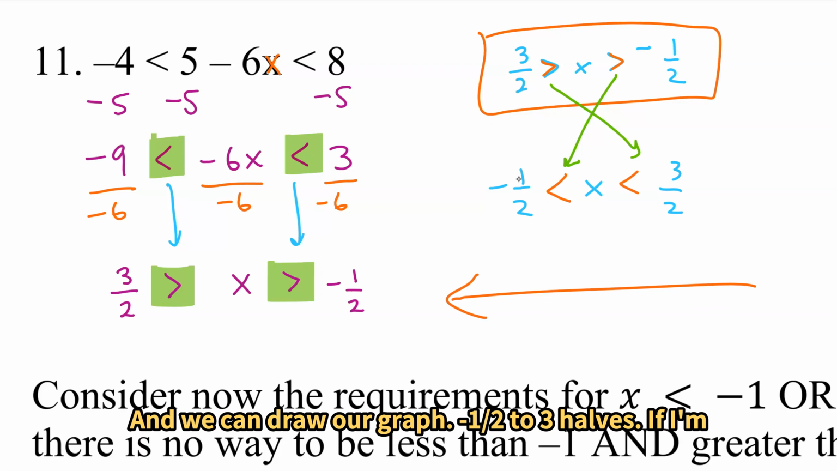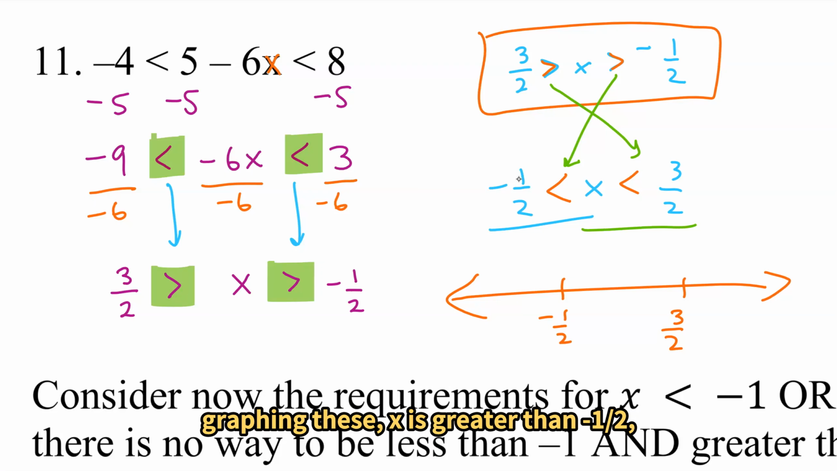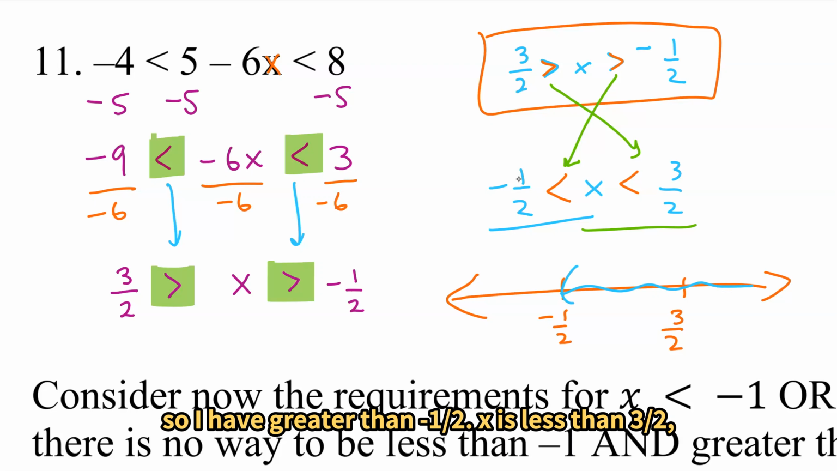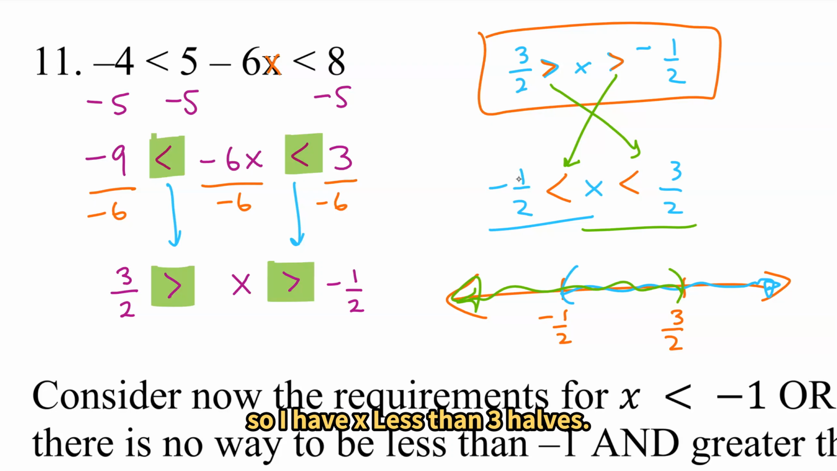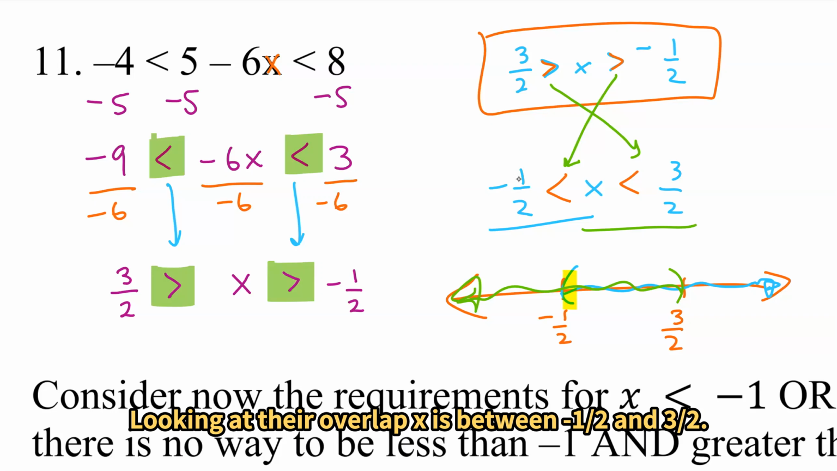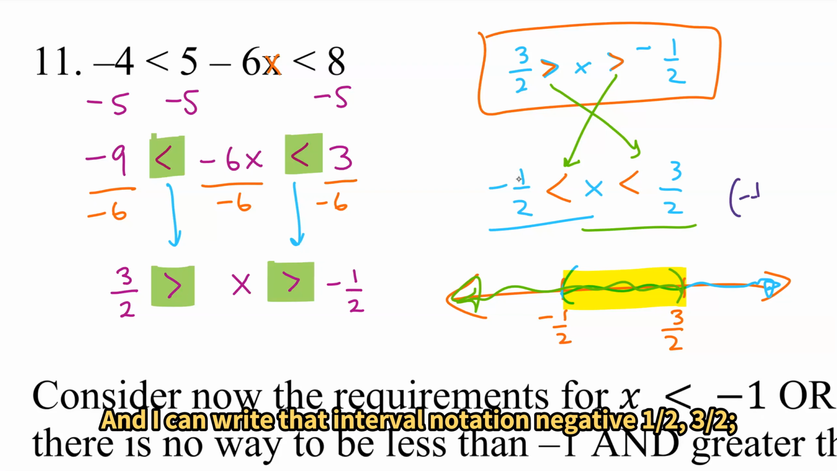And we can draw our graph, -1/2 to 3/2. If I'm graphing these, x is greater than -1/2, so I have greater than -1/2. x is less than 3/2, so I have x less than 3/2. Looking at their overlap, x is between -1/2 and 3/2, and I can write that in interval notation, -1/2, 3/2, all with parentheses.